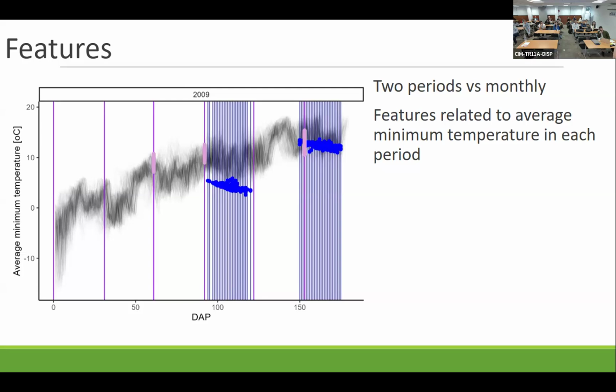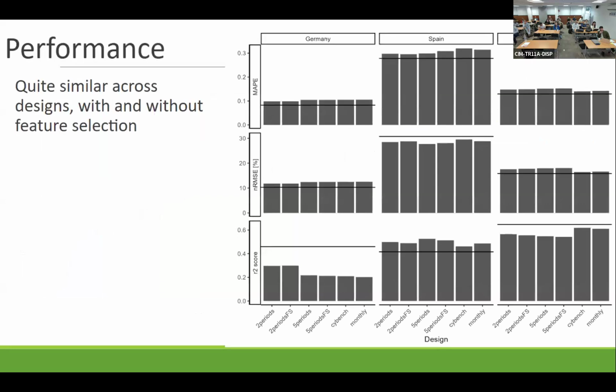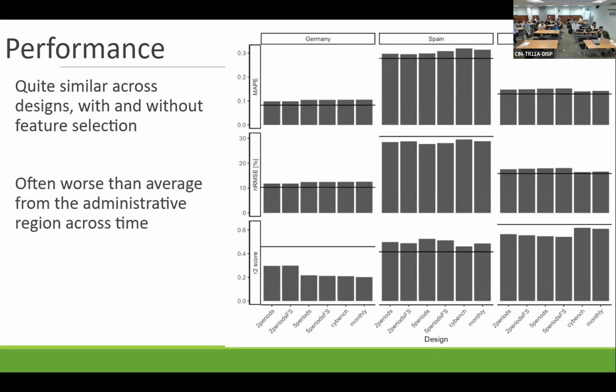And here's one example of how the features look. They were used for modeling with a random forest. In fact, this average minimum temperature appeared in the rank of top features of a random forest, but I'm not going to dive into that because in the end, the results were very similar independently of the method we used, with and without feature selection. And they are often worse than using the average of the administrative region in the training set. So we're still going to improve.